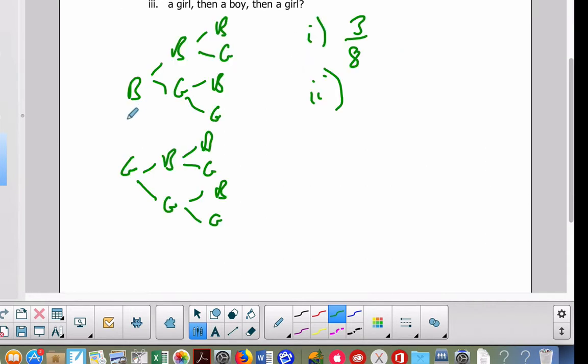And there's 1, 2, 3 ways that you could have 2 girls, which is 3 out of 8. So then here we have 3 girls, so that's going to be 4. Where we have 3 girls or 2 girls. And then there's only one way that you could have a girl, then a boy, then a girl. So that's just one out of the 8 outcomes. So the probability is 1/8.